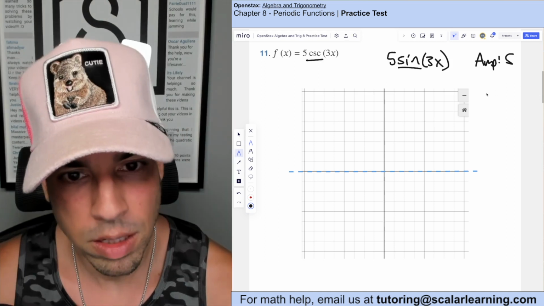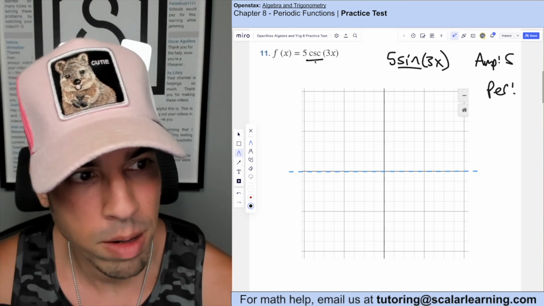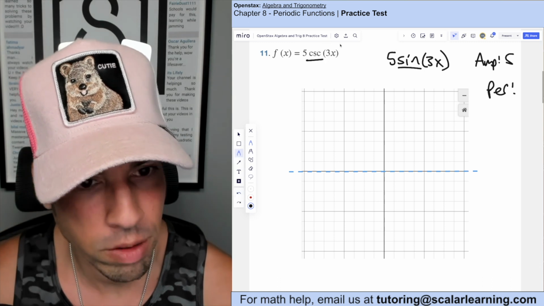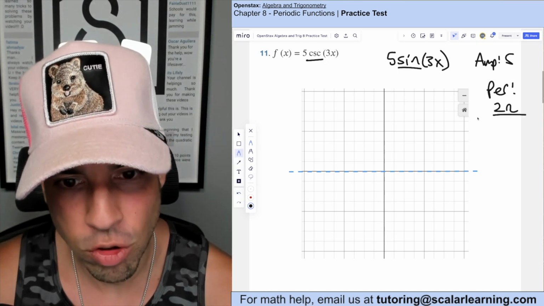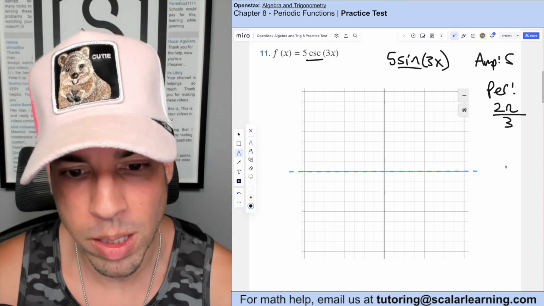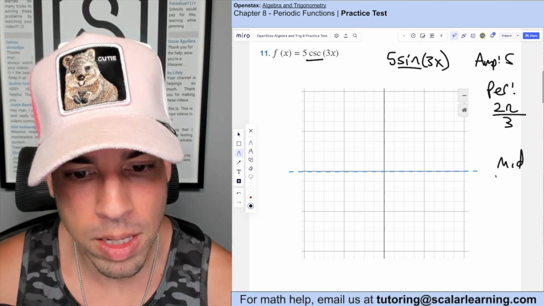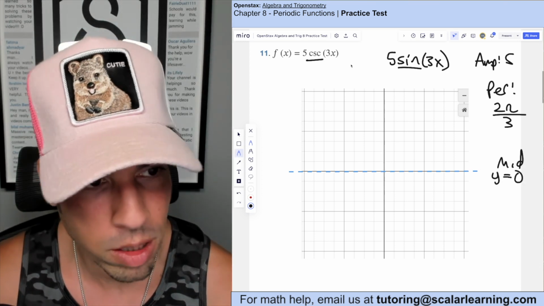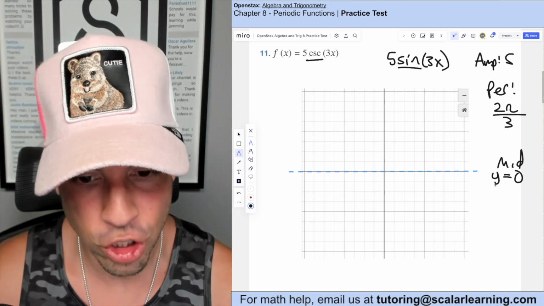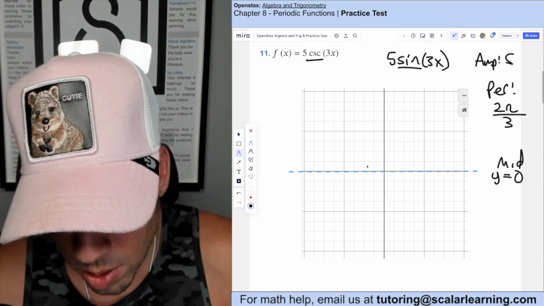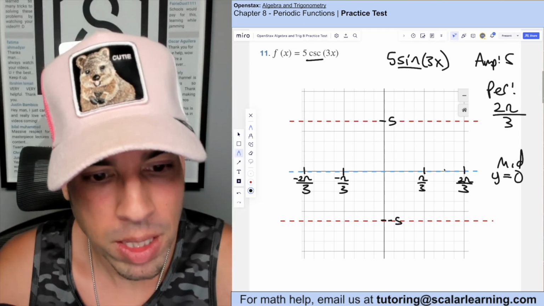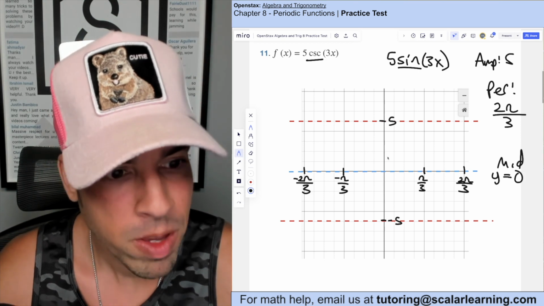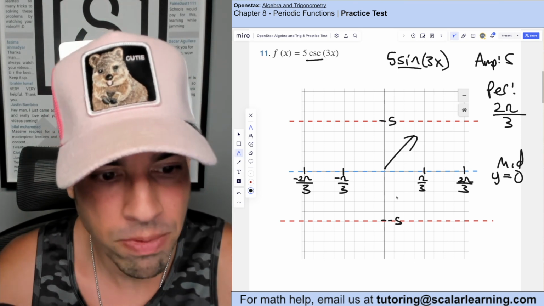Now, typically, we have a period of 2π, but here there's a coefficient in front of the x, which means the period is now 2π divided by that coefficient, so it's 2π/3. And then last but not least, the midline is going to be at y equals 0 because we haven't modified it with any vertical shift. So now we have enough to sketch this out. So now I got the midline sketched out. I got the top and the bottom because it's an amplitude of 5, so it goes up 5, down 5.